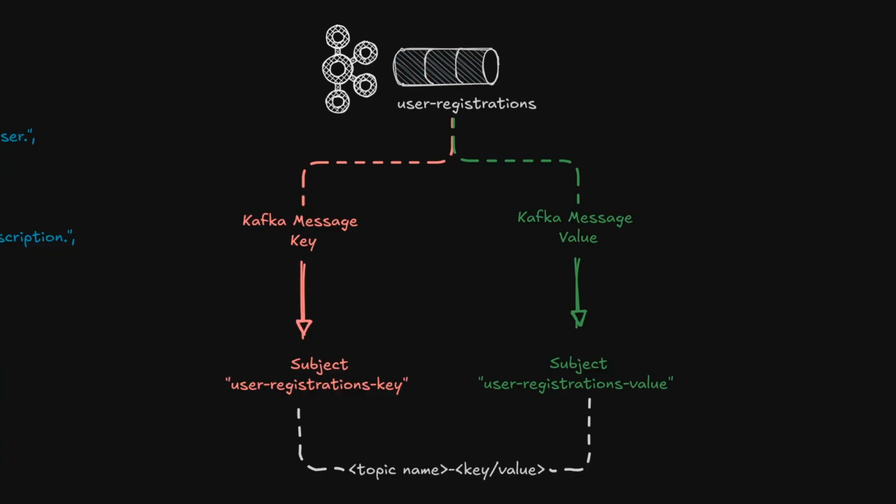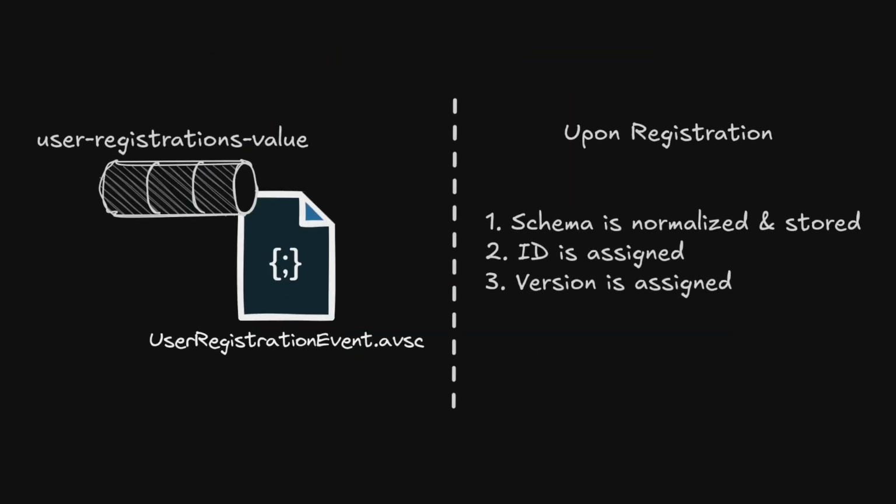So when we want to use this schema for the message values of the topic user registrations, we can say that we want to register this schema for the subject user registrations value. Good, so we registered this schema for the user registrations value subject. When we register a schema, a few different operations are performed.